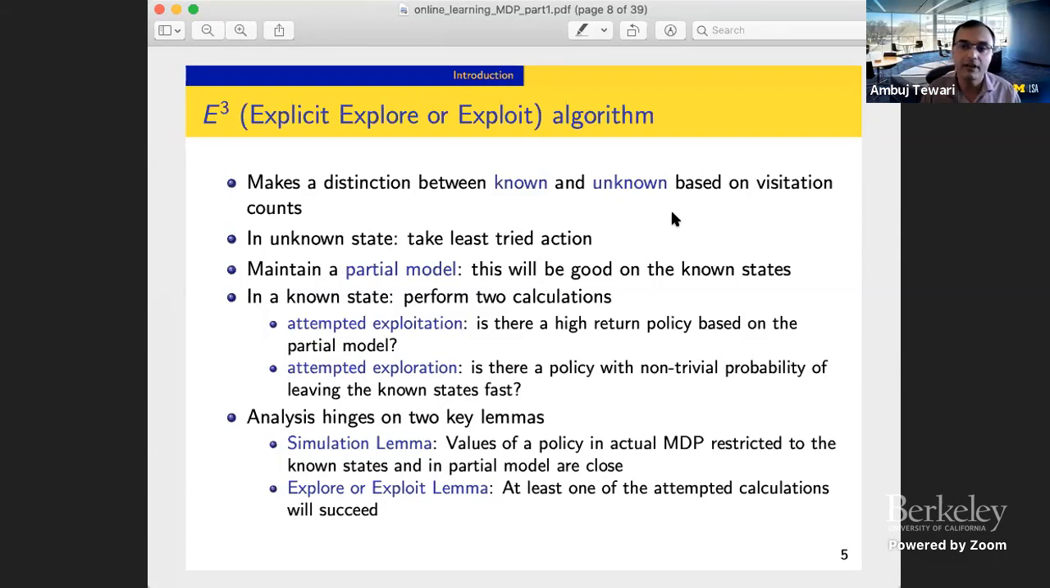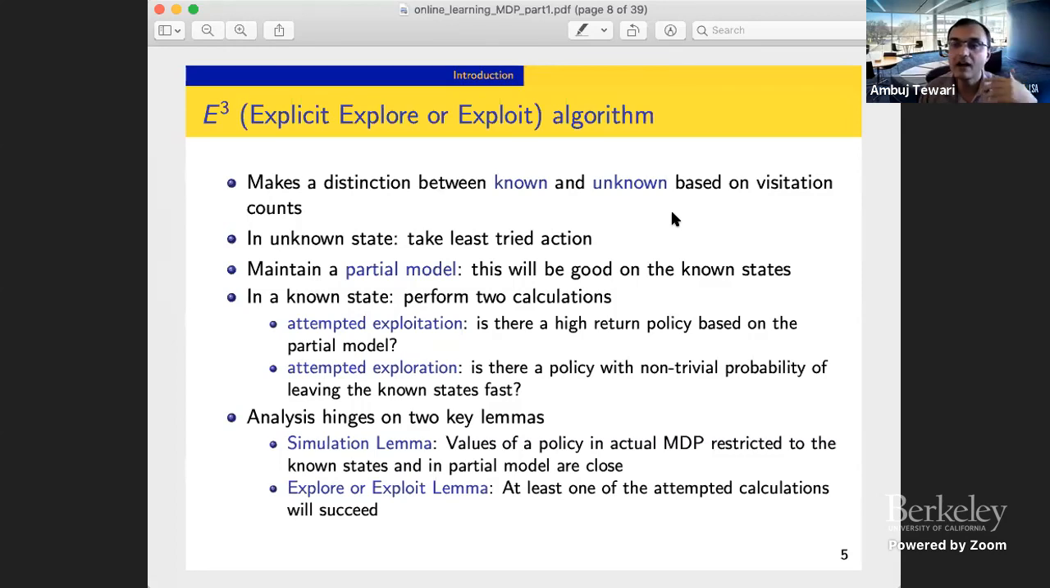And here, I will not go into the details. The only thing I want you to know from this brief overview, if you don't already know ECubed, is that this algorithm makes an explicit distinction between known states of the MDP and unknown states of the MDP. Of course, this distinction changes over time as the learner visits more states in the MDP, the number of known states is going to increase. But at every point in the algorithm's interaction with the environment, it maintains an explicit distinction between known states and unknown states.